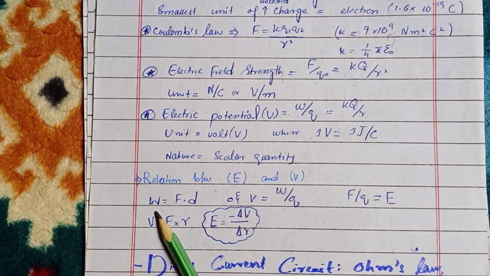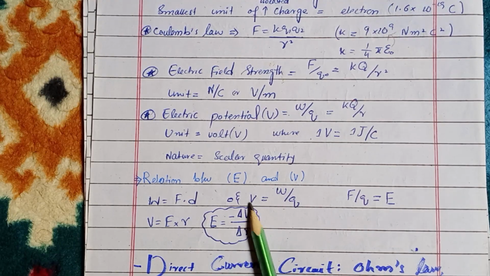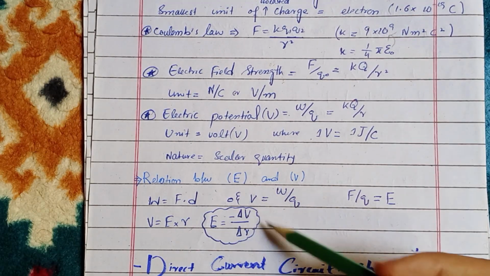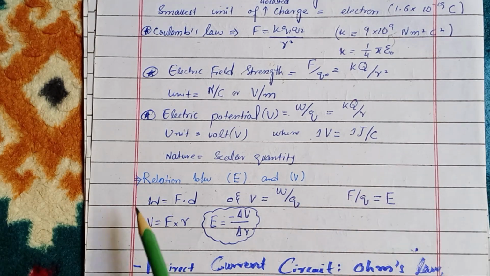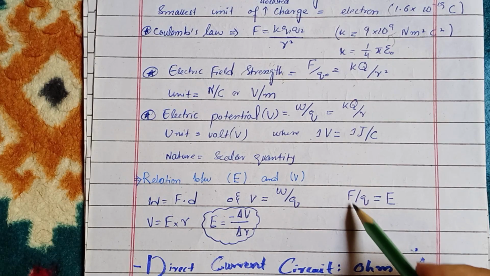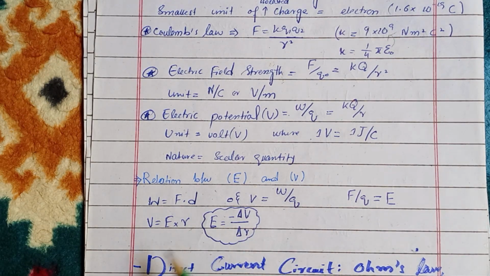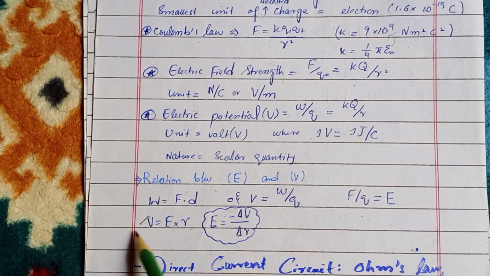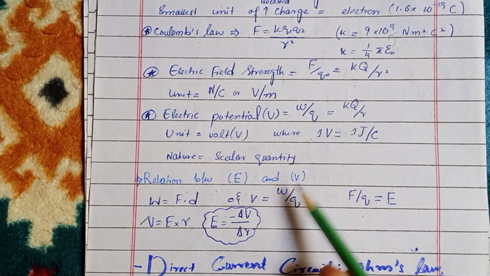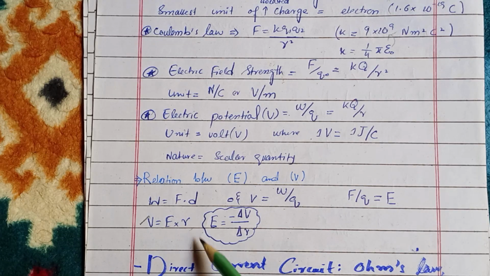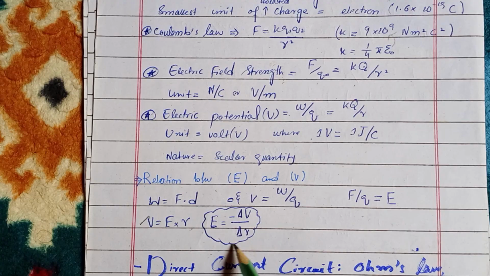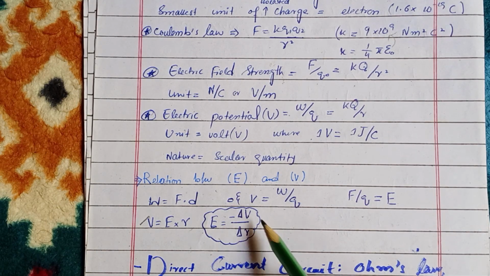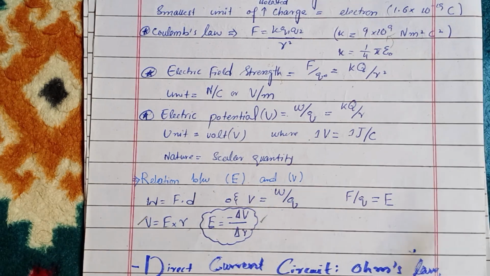As we know, work is equal to F × d, and V is equal to work done per unit charge. And also from this equation we see that force per unit charge is the electric field. Now it is derived that the relation between E and V is V = E × r. When we find E, then E will be equal to negative ΔV divided by Δr. This is the relation between E and V. This is an important equation which you must memorize.